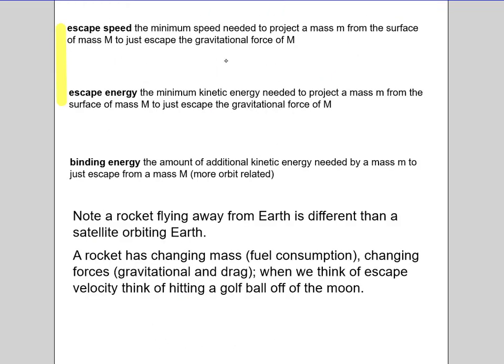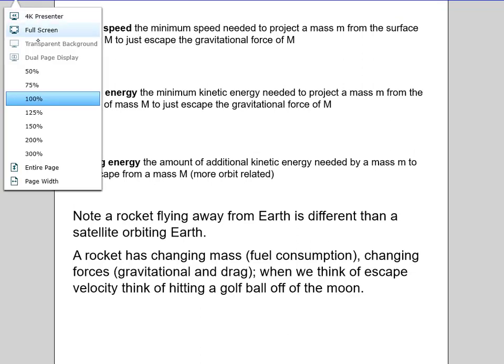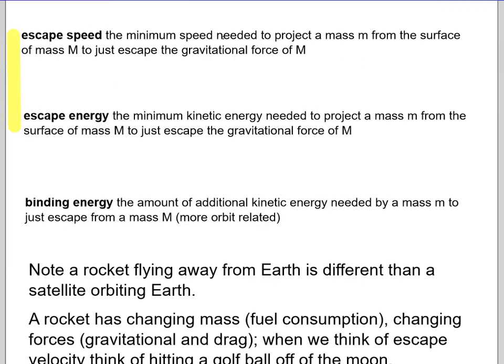So that's what we call escape speed. Escape speed is the minimum speed needed to project a mass m from the surface of mass capital M to just escape the gravitational force of M. So it's a theoretical idea that if you could throw something or project something that fast, you could get it out of the potential well and get it into either orbit or further away and just get it into space. So escape energy is the minimum kinetic energy needed to project a mass m up to that location. So one is a speed, one is an energy.